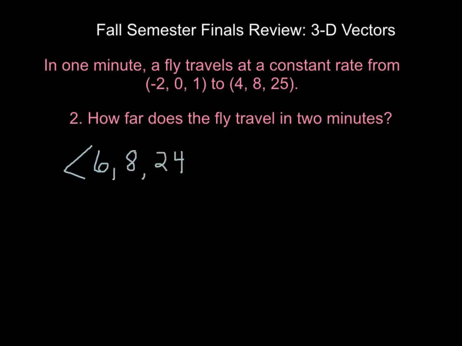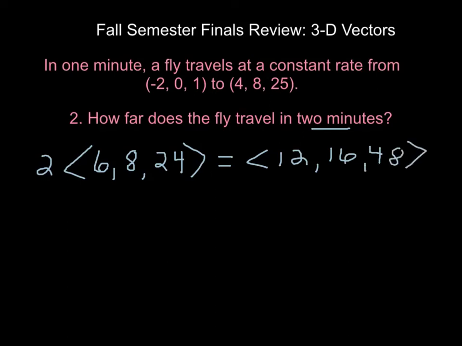All right, your original vector for 1 minute was 6, 8, 24. That's your 1 minute vector. So now you want to figure out how far it is in 2 minutes. So we'll multiply that by 2 for our 2 minute vector of 12, 16, 48. That's our 2 minute vector.